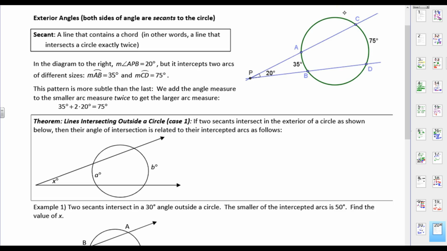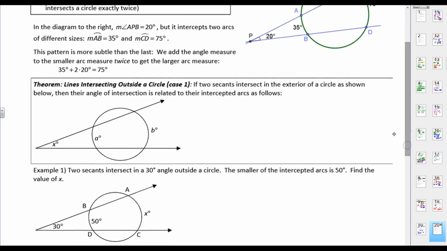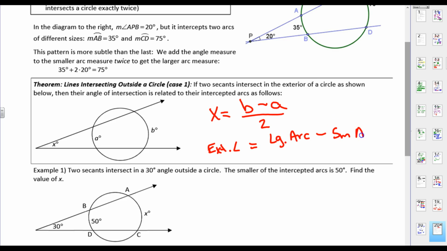And so this pattern, if you look, if I were to subtract 75 minus 35, I'd get 40, and 40 divided by 2 gets me 20. Another way to look at it is that 35 plus 2 times this angle gets me to 75. So if I've got two secants intersecting, then the measure of angle x, that exterior angle, is actually now a subtraction problem. It's the larger arc minus the smaller arc, divided by 2. Or another way to write it is that the exterior angle is equal to my large arc minus my small arc, divided by 2.